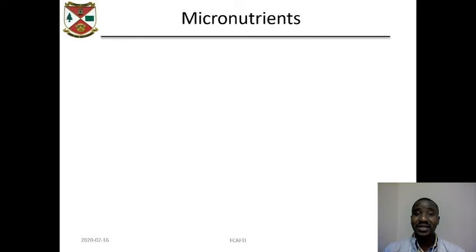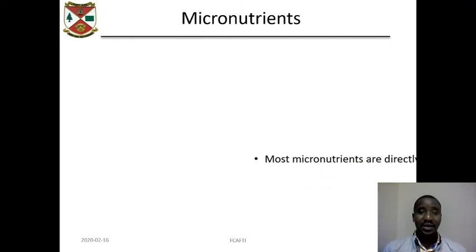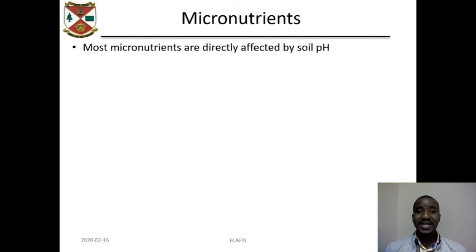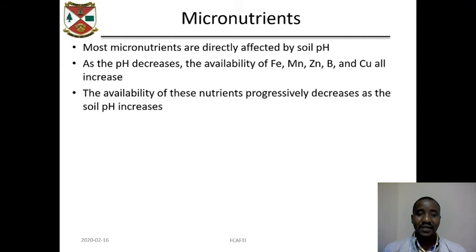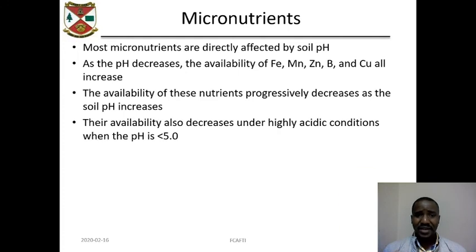Now let us look at micronutrients. Most micronutrients are directly affected by soil pH, obviously. As the pH decreases, the availability of iron, manganese, zinc, boron, and copper all increase. The availability of these nutrients progressively decreases as the soil pH increases. Their availability also decreases under highly acidic conditions when the pH is less than 5.5.